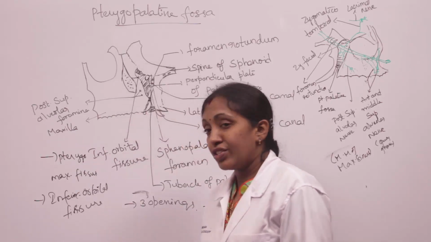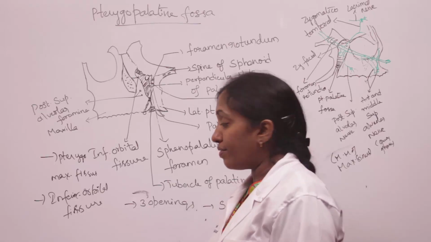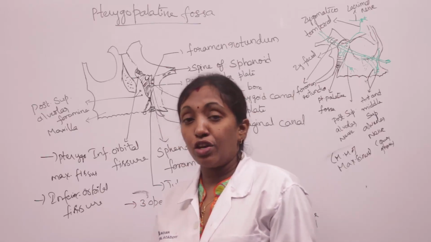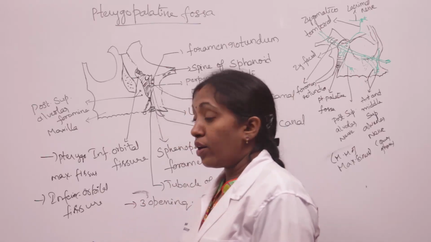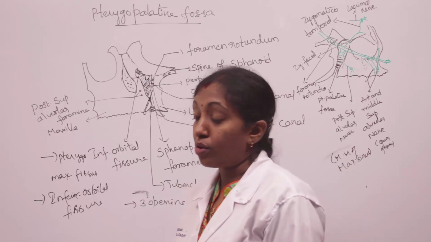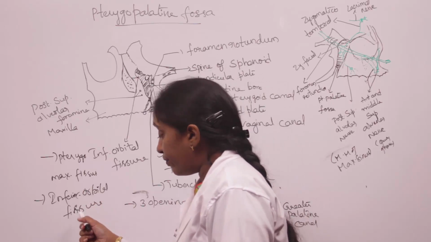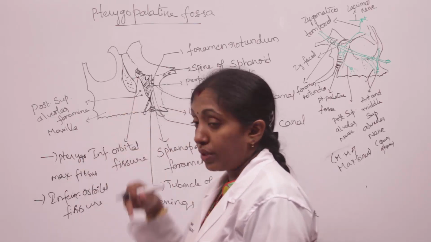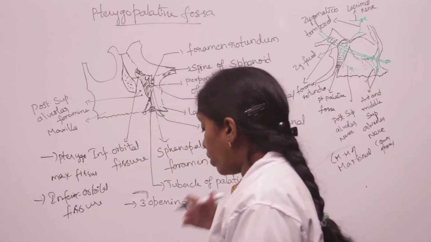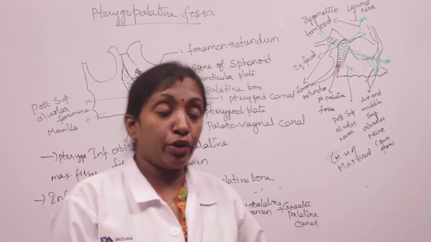In the inferior orbital fissure, what are the structures passing through? The zygomatic branch of the facial nerve passes through the inferior orbital fissure, and orbital branches of the pterygopalatine ganglion also pass through the inferior orbital fissure. So these are the two fissures related to the pterygopalatine fossa. And what are the openings related to the pterygopalatine fossa?